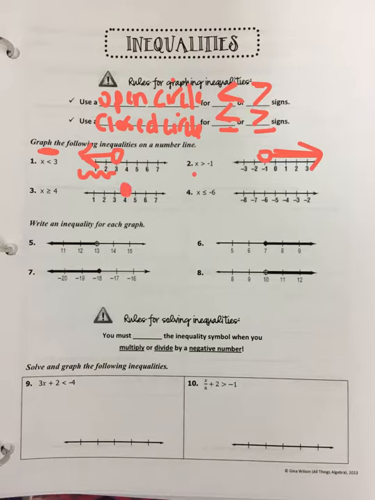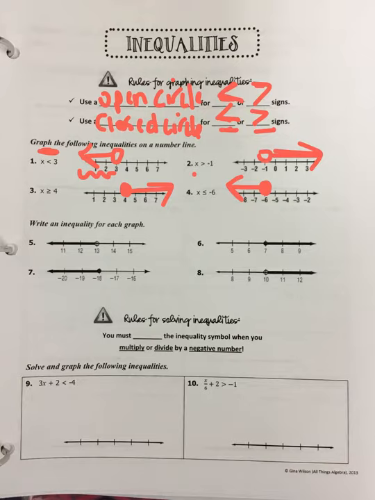So that's a closed circle, and to mark all the values that are greater than it, I go to the right. Number 4, now I am going to put that closed circle on -6, and I'm going to understand that this inequality is saying x values that are less than or equal to -6. Why don't you go ahead and try the next section?